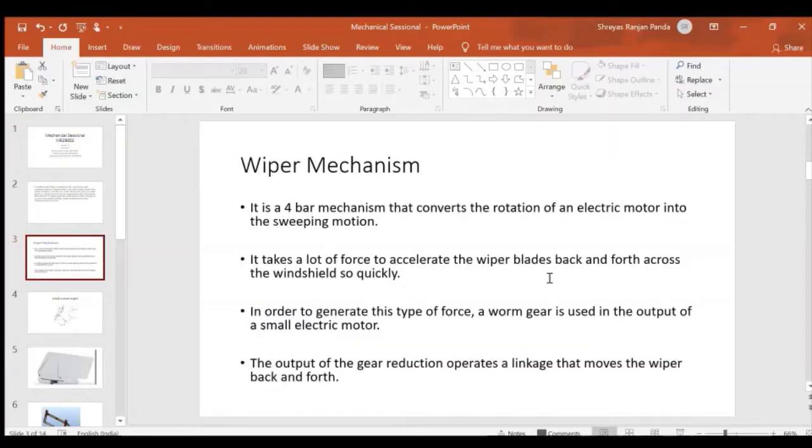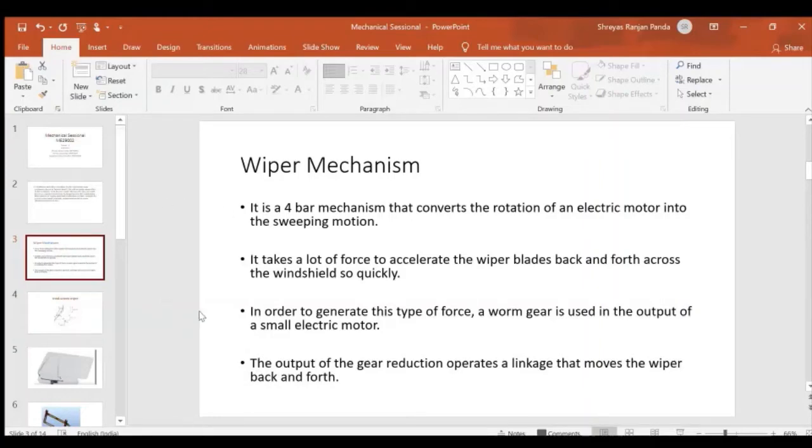It is a 4-bar mechanism that converts the rotation of an electric motor into the sweeping motion. As we know, it would take a lot of force if we directly tried to produce the back and forth motion of the wiper. So to generate this force, a worm gear is used at the output of a small electric motor. The output of this gear reduction operates a linkage that moves the wiper back and forth.